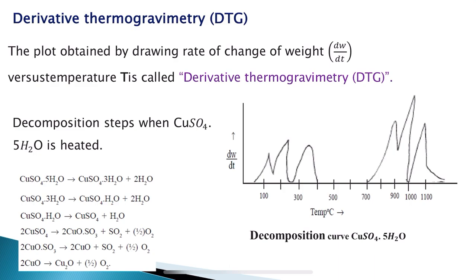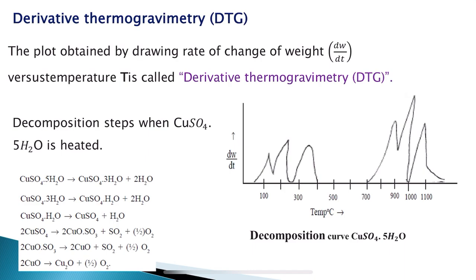This is the same technique, thermogravimetric analysis. But here the plot is obtained by drawing the rate of change of weight, that is dW divided by dt. This rate of change of weight versus temperature T is called derivative thermogravimetry, and nothing else.